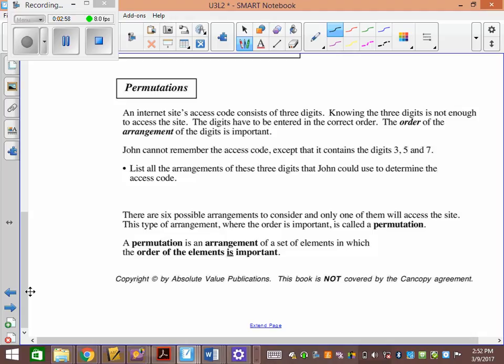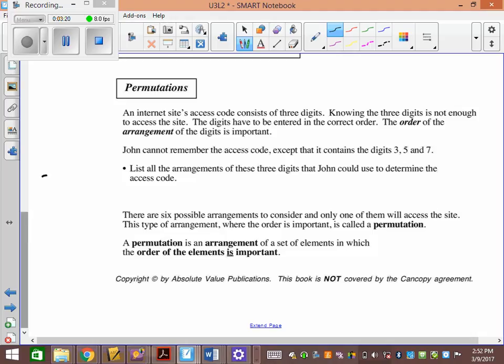John cannot remember the access code except that it contains the digits 3, 5, and 7. He knows the digits, just like if you walked up to someone's lock and they gave you 3 numbers and they didn't tell you what order, right? You just had your 3 numbers. List all the arrangements of these 3 digits that John could use to determine the access code.